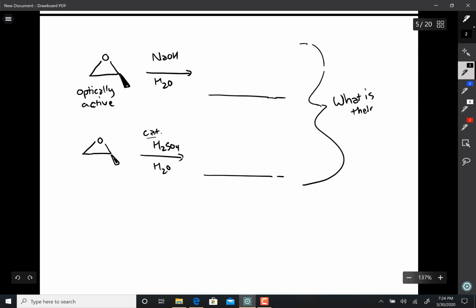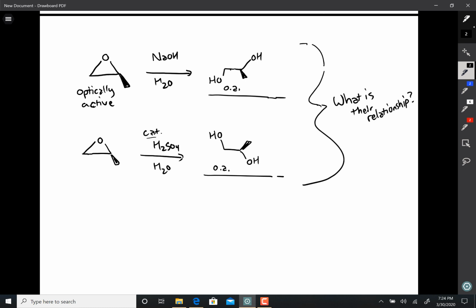what is their relationship? So go ahead and pause the video for just a moment, draw out the products, and figure out what the relationship between those two are. And here's the answer. These molecules are enantiomers.